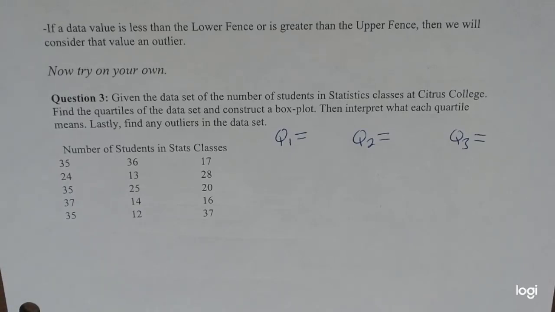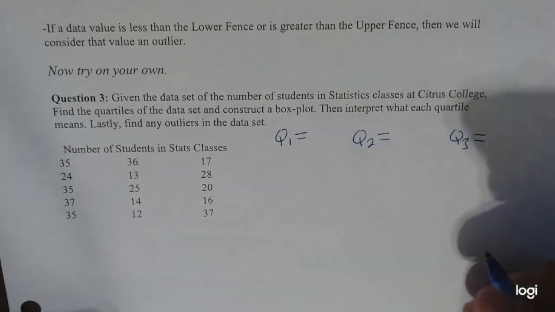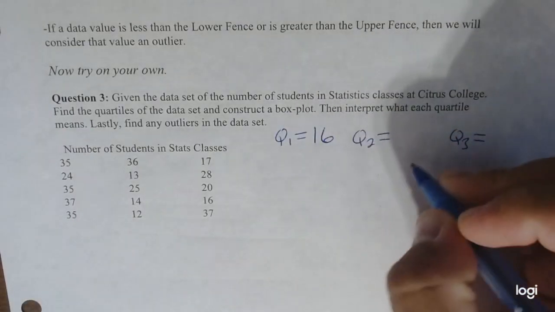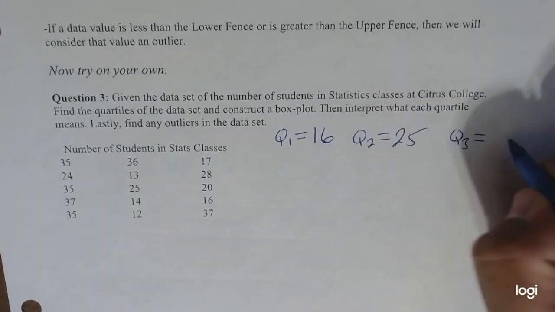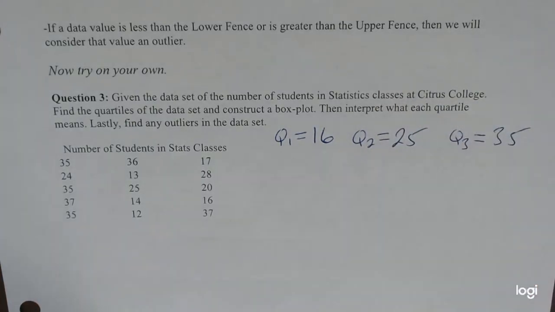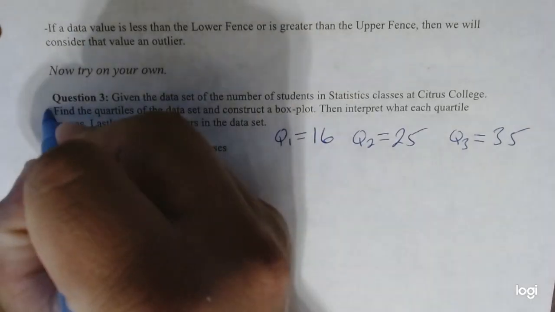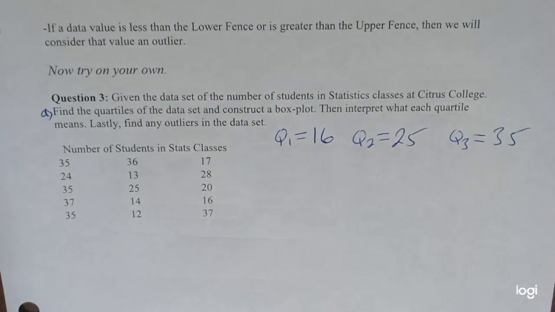Okay, so hopefully you tried them. Now let's go over that. Again, they're not in order, so you need to put them in order yourselves. It's not too big of a list. But hopefully you got your quartiles as 16, 25, and 35. You can think of it as part A: we found the quartiles of the data set.